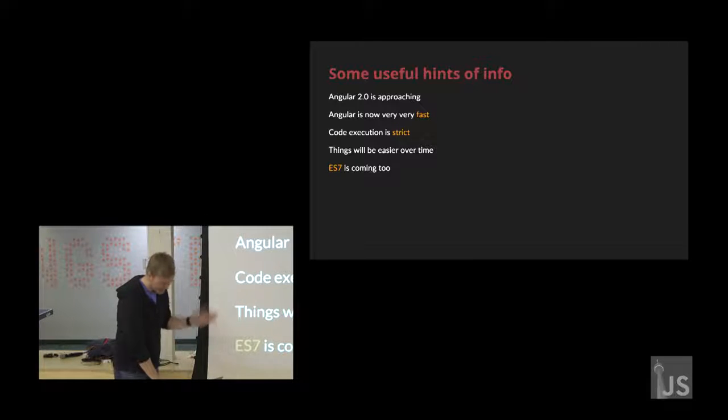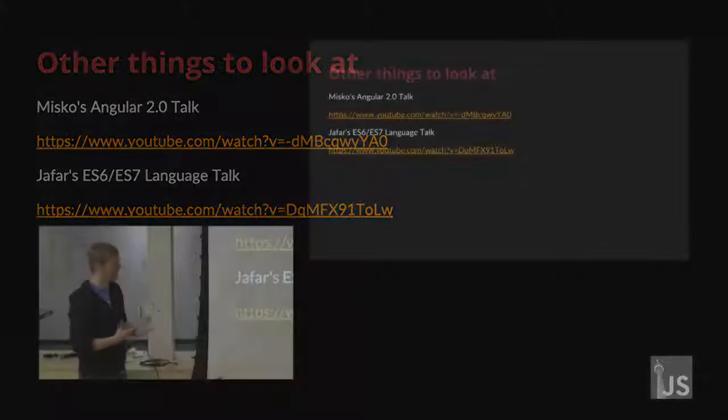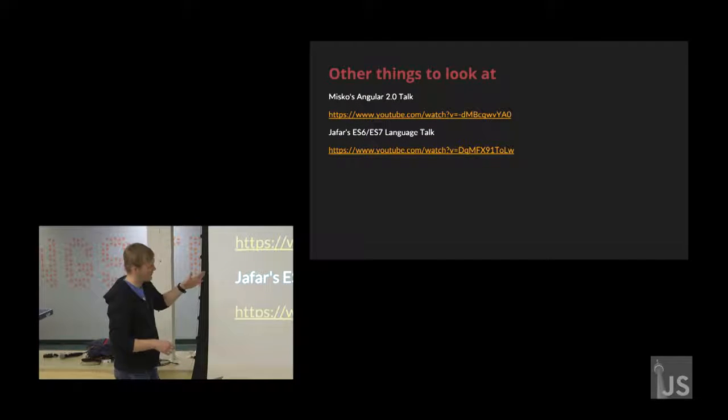And once again, ES7, which is a new set of features coming to JavaScript, will also be making an impression over the coming months and years. Here are two videos I would advise you to take a look at. One is from last week's ng-conf talk, talking about 2.0. And this one is about ES6 and ES7, all the fancy new features that are coming to JavaScript. There's some really cool stuff in there where they talk about generators and async functions and streams, and how you can use that in your JavaScript. It's beautiful.